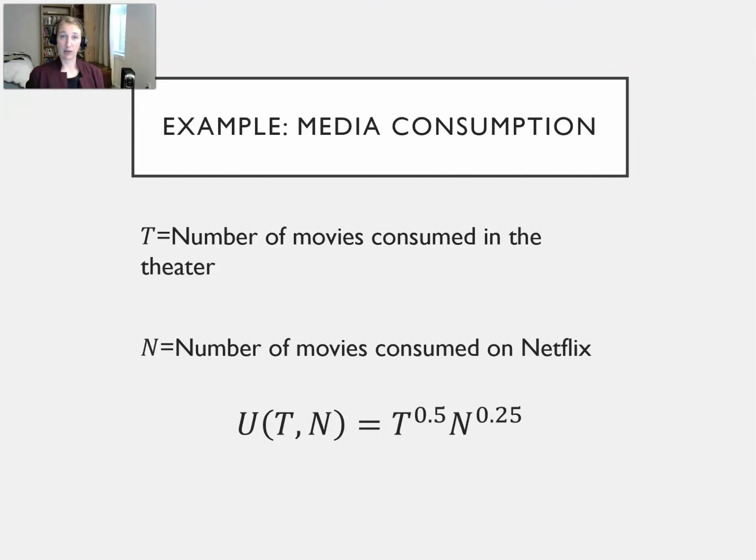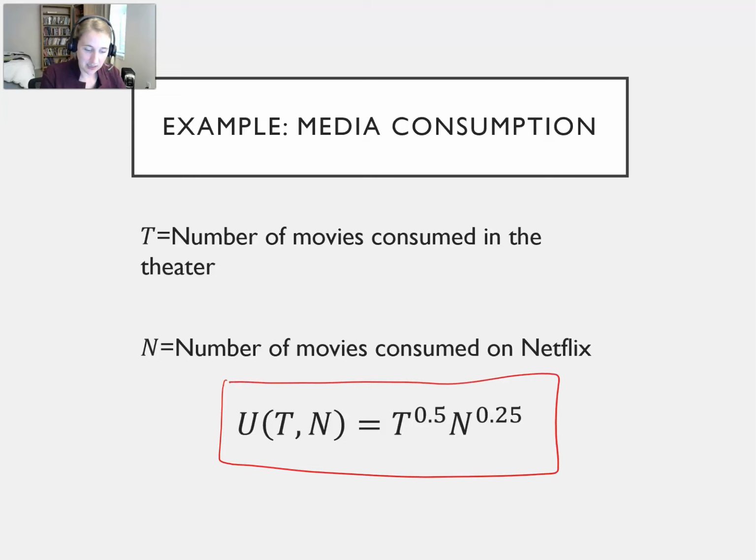So for example, let's think about media consumption. We can think of T as the number of movies that are consumed in a theater, and N as the number of movies that are consumed on Netflix at home. And this here shows the mathematical relationship between T and N and utility. So it says that utility is a function of T and N, and specifically it is T to the 0.5 times N to the 0.25.